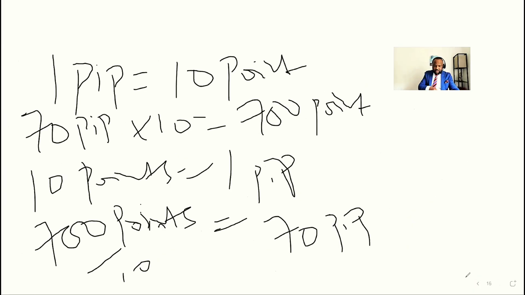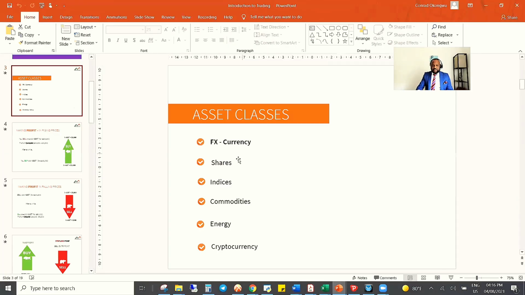When we started, how many asset classes did we mention? These are the asset classes: the currency, the shares, the index, the commodities, the energy, and the cryptocurrency. If you see, I've been focusing my energy on FX and shares, because what I want you to be able to do after this course is to actually start to trade. I mean, after practice, of course. If you start trading shares, it's not bad. If you start trading index, it's not bad. If you go forward to trade currency, it's still not bad.